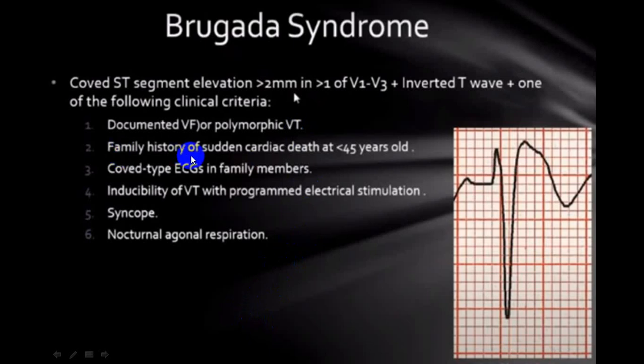There is a strong family history of sudden cardiac death earlier than 45 years of age. There is a curved ST elevation, and very frequently they develop a ventricular tachycardia on programmed electrical stimulation. They invariably complain of syncopal attacks, and they can have nocturnal agonal respiration because of these tachyarrhythmias, and they can even go into ventricular fibrillation and sudden cardiac death. If you identify this early, you can prevent sudden cardiac death.